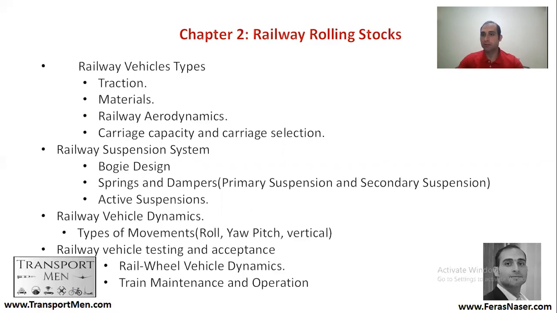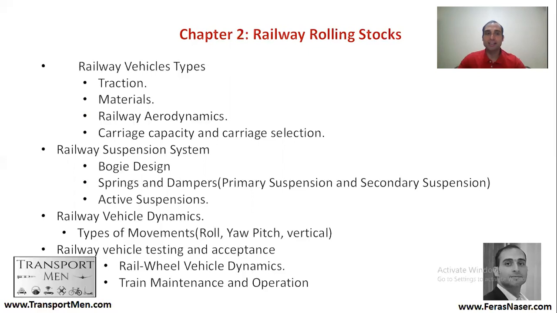You take the energy from the overhead line through a pantograph. Sometimes you use fuel like diesel. Sometimes you use fuel like hydrogen. So there are even innovations in terms of what kind of energy railway systems use in different vehicles.